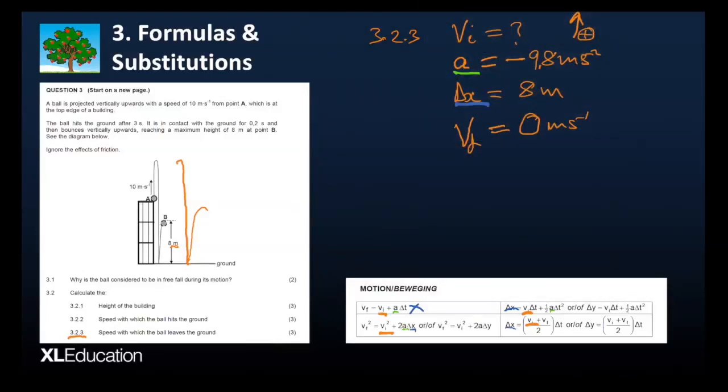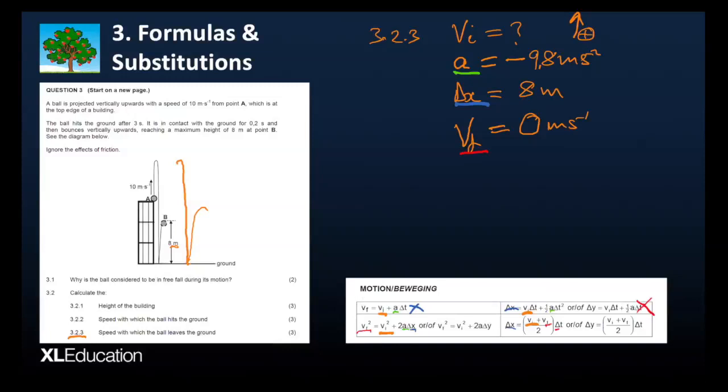quantity here, which is now our V final. This one is out already because it doesn't have displacement. This one, there is V final, so it qualifies. This one, no V final. This one has V final. Fine. Now we are going to remain with 2. This one is out because there is no V final. This is V final. Now, this one is giving us everything that we need.